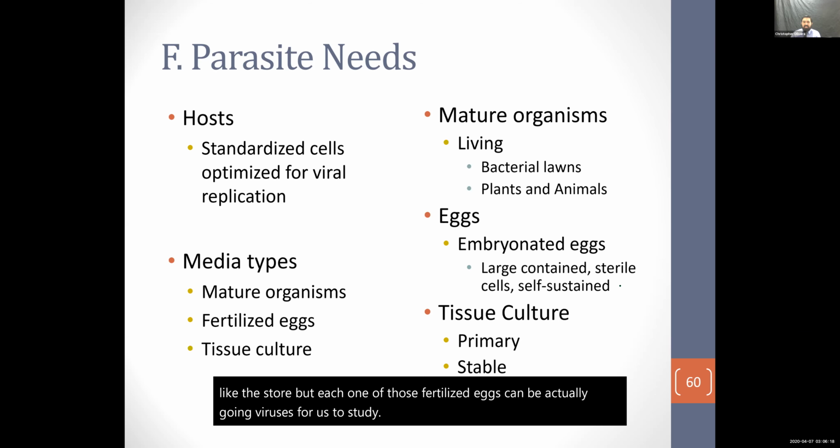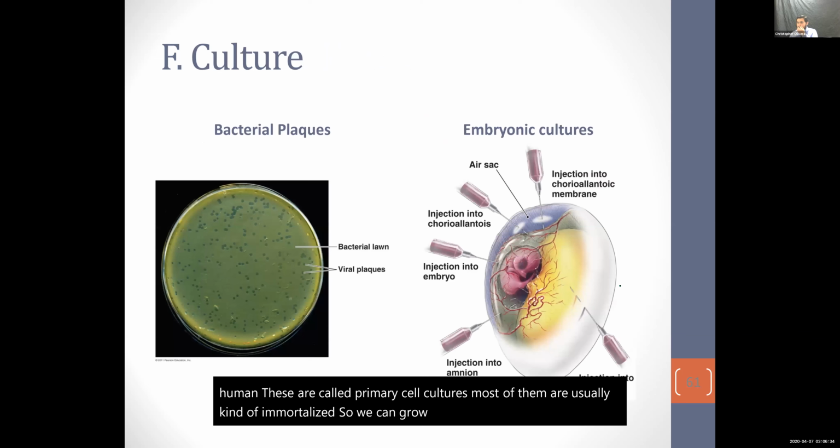The other version of this is we can use primary cell lines, so tissues that we've obtained from eukaryotic hosts. Some of those can be human. These are called primary cell cultures. Most of them are usually kind of immortalized, so we can grow them and grow and grow them. And so we can use those in the lab too.